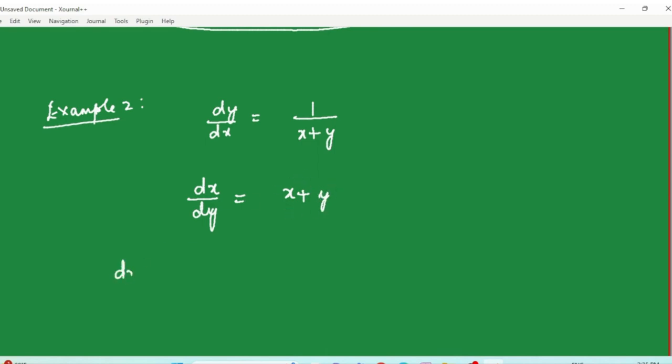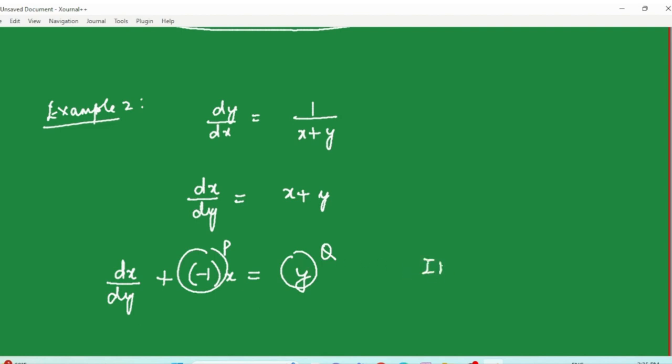So if you compare it with the linear form now, it's dx by dy. x is the dependent variable. dx by dy plus px. So what will come here? Minus 1 x equal to a function of y. So you can see that this is my p now. This is my q in the linear format if I talk about dx by dy instead of dy by dx. So my integrating factor would be e to the power integral of minus 1 dy. That's equal to e to the power minus y.